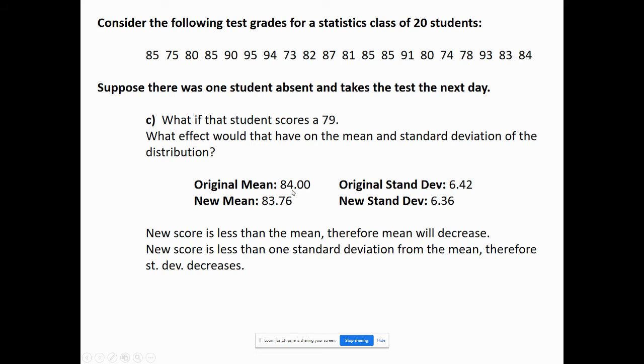So the average was 84. 79 is 5 points less than the average. The standard deviation is 6.42. So you're less than one standard deviation away from the mean. That causes less deviation, causes the standard deviation to decrease.